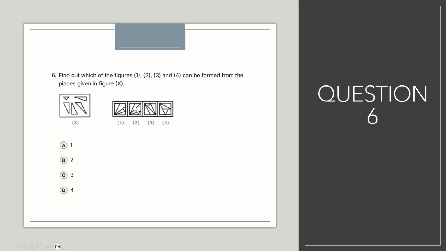Looking at figure 2, it's the same thing. Then looking at figure 3, we have 3 right angle triangles. Here's 1 here, then 2 here, then 3 here. So figure 3 can be our answer. Then looking at figure 4, we can see that we only have 2 right angle triangles, which is this one and this one. So that only leaves us with one option. We choose option C.